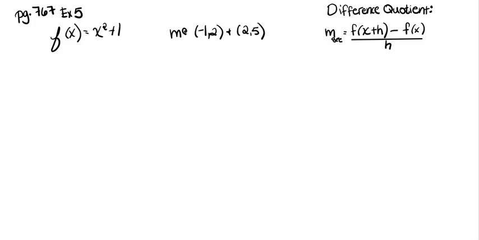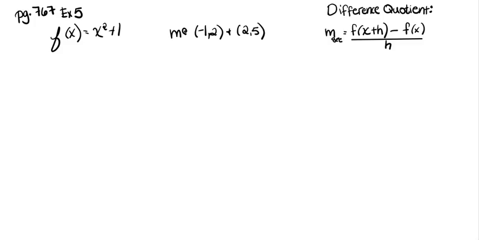So even though we did example 5 on page 767 in your book, I want to go ahead and go over this one again with you. We didn't actually write it out. We just talked about it in class, so I'd like to write it out here. It says, find the formula for the slope of the graph of f of x equals x squared plus 1. And what is the slope at the points -1, 2, and 2, 5, sorry. So we are going to find the slope of the graph of this parabola.